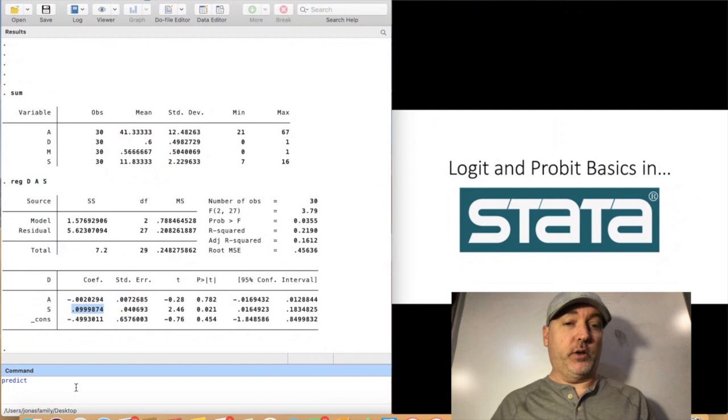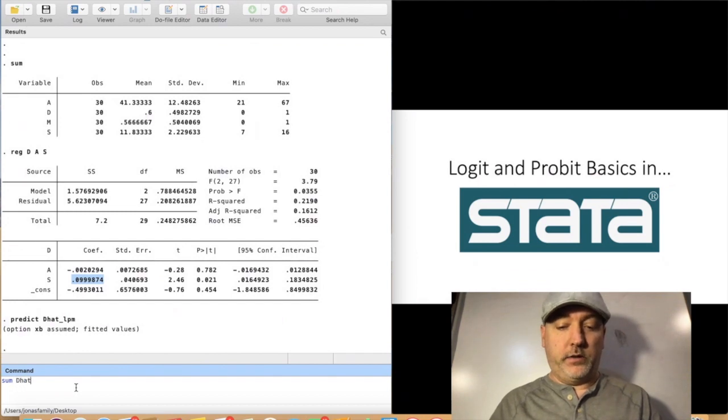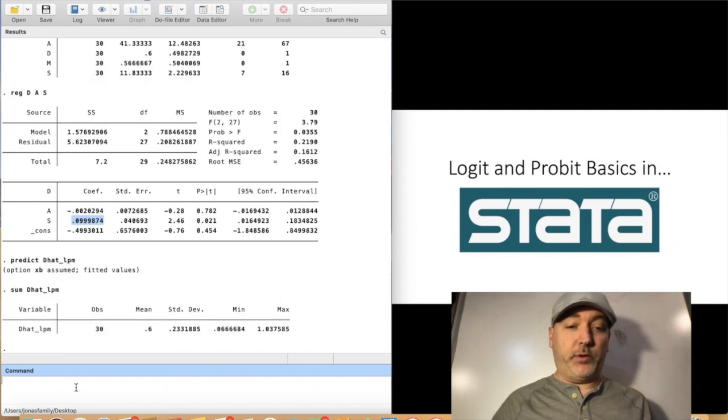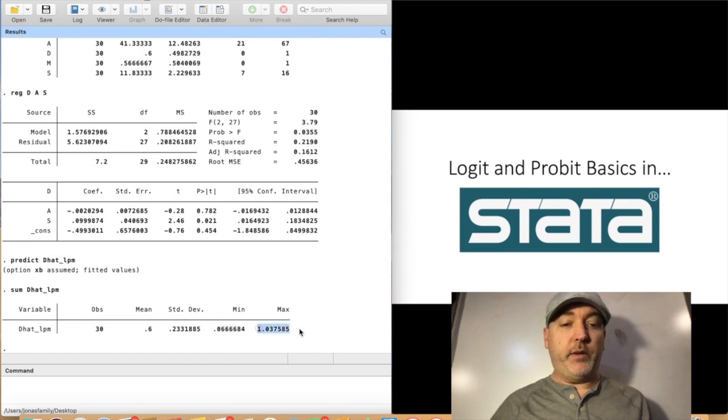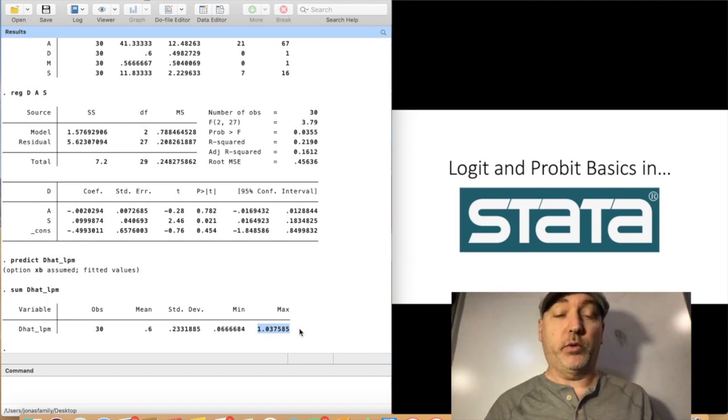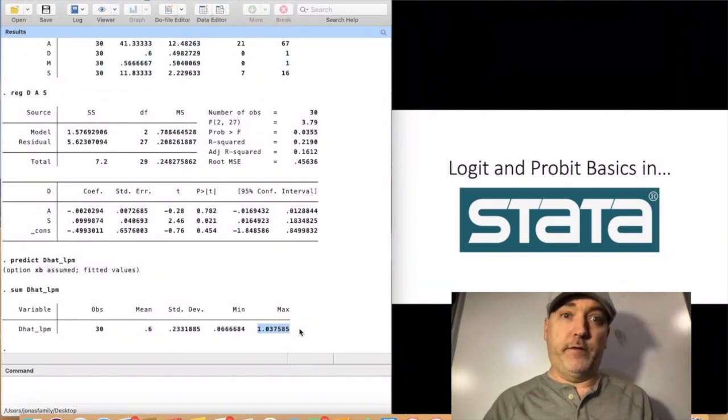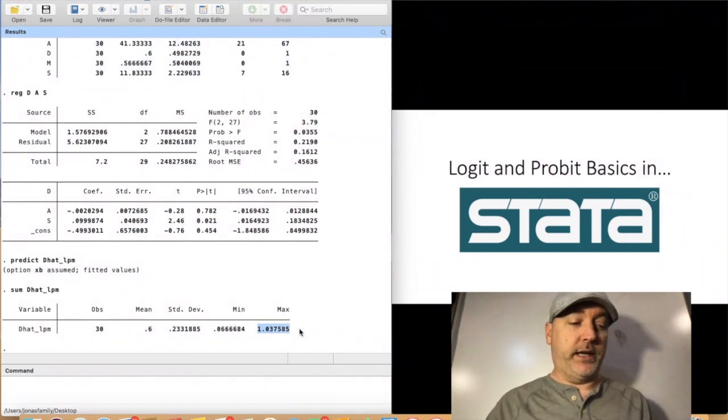So following estimation here, if we just go predict, call it D hat underscore LPM, so that's our linear probability model prediction. And then if we bring up the descriptive statistics for this fitted value, so summarize or sum D hat underscore LPM, in this particular case, we see that we have values with a minimum of 0.06, which is reasonable, but a maximum above 1. So we're predicting some individuals have a greater than 100% probability of this event occurring, in this case, participating in the labor force.